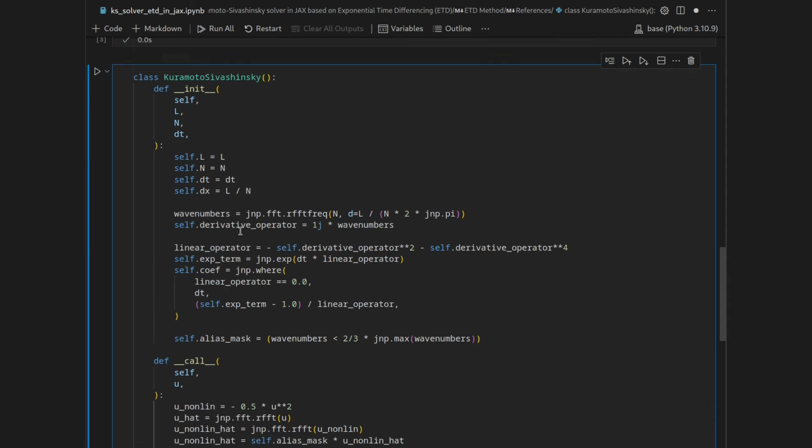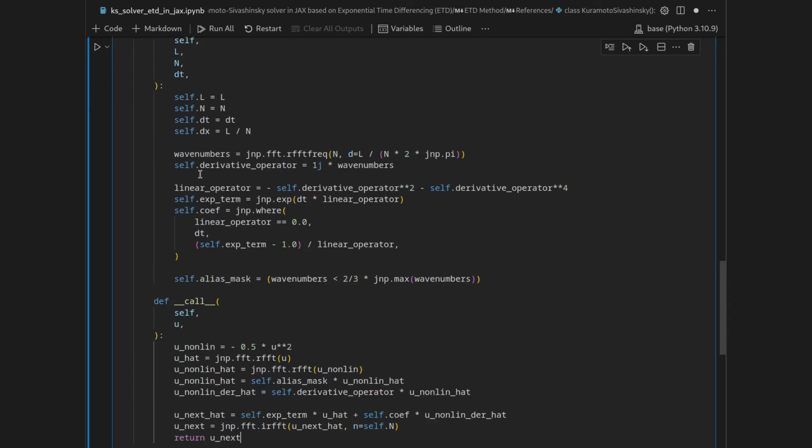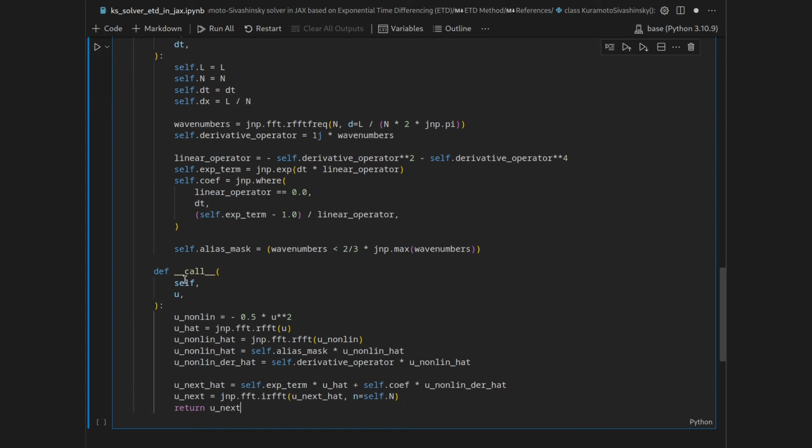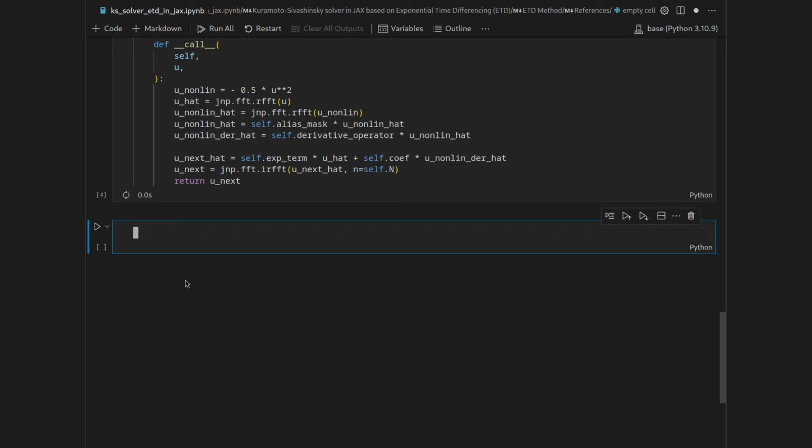And so basically, once we instantiate this class, we can call it, so it kind of becomes a function, and we can call it on a state, and it produces the next state. And if we call it again on its own output, we can roll it out into a trajectory. So let's shift enter to register this class.